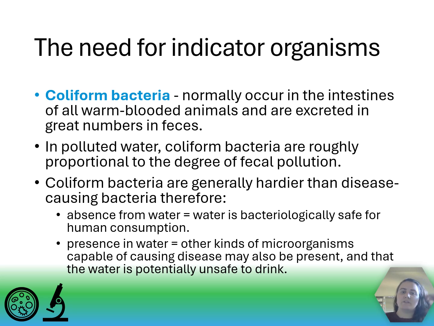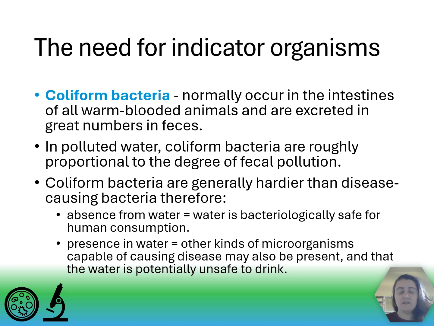The other thing that I want to make sure we talk about as we start to get into this is what we call coliform bacteria. This is going to be hugely important if you go into drinking water or wastewater. Normally, coliform bacteria occur in the intestines of all warm-blooded animals and are excreted in great numbers in feces. So in all of the waste that we have in wastewater, that's got feces in it, and so it's going to have coliform bacteria in it.